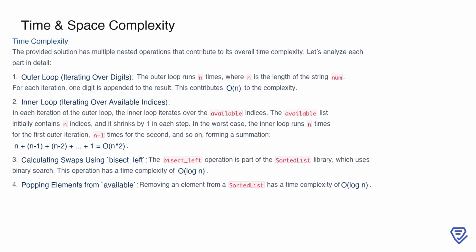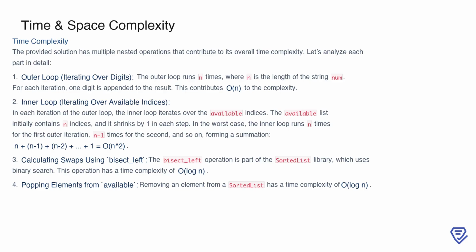The time complexity of the solution arises from multiple nested operations, and we can analyze each part individually. First, the outer loop iterates over the digits of the string number. Since the loop runs once for each digit, and the result list grows by 1 digit per iteration, this contributes O(n) to the overall complexity.